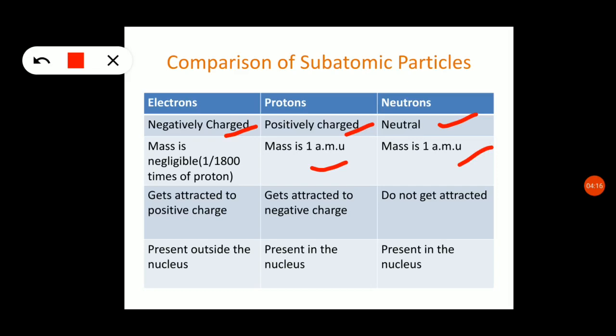Electrons get attracted to the positive charge because electrons are negatively charged. Opposite charges attract each other. So electrons will get attracted to the positive charge, and protons get attracted towards the negative charge because protons are positive, and neutrons are neutral, so they don't get attracted. Electrons are present outside the nucleus, and protons and neutrons are present inside the nucleus. Clear?